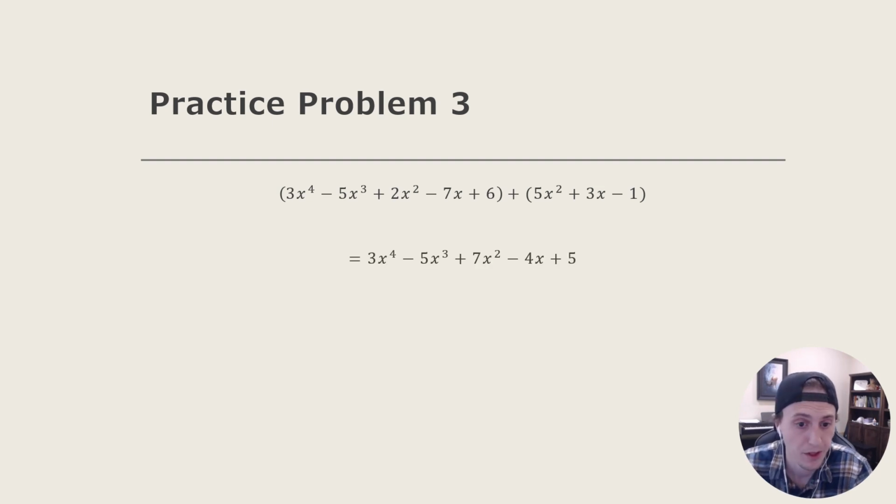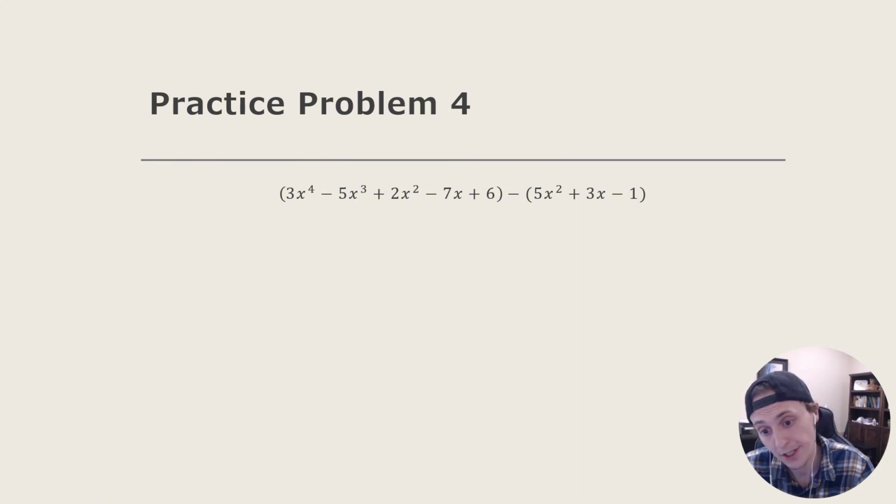What you should have came up with is this: 3x to the fourth minus 5x cubed plus 7x squared minus 4x plus 5. So this is very basic algebra 101 type stuff, but it's super important to know how we got here. So if you're missing anything on here, feel free to ask questions and keep practicing until you understand these. All right, the next practice problem is the exact same numbers, but now we're subtracting them.